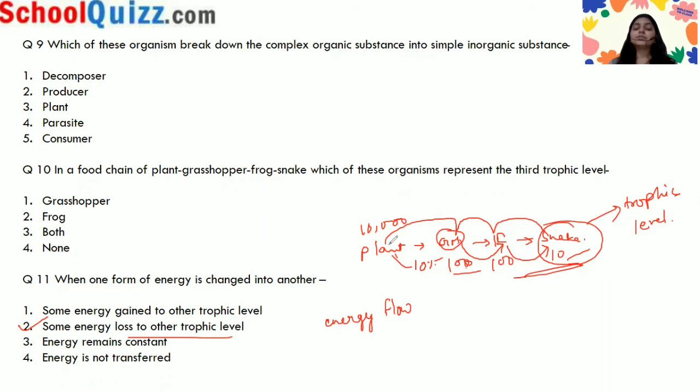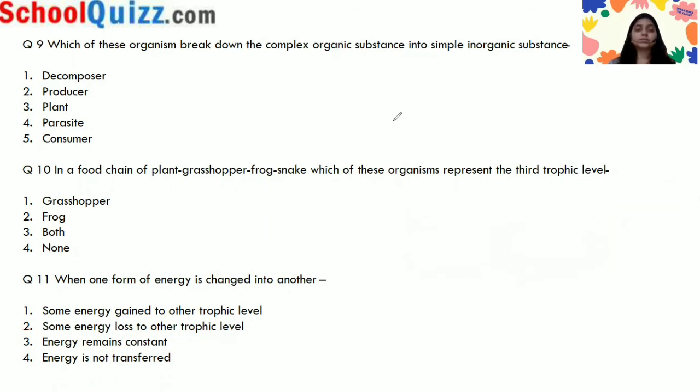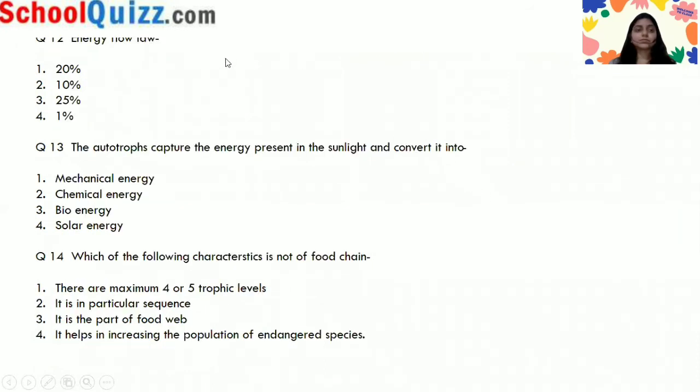In the energy flow, the energy is lost from one trophic level to the other trophic level, or you can say from the lower trophic level to the higher trophic level. So I hope this is clear. Now you have the question, energy flow law: 20%, 10%, 25%, 1%. So we have discussed that it is 10%.